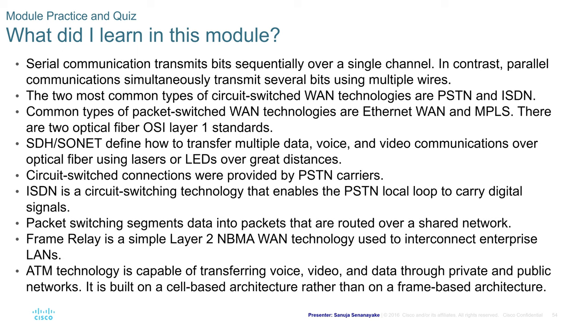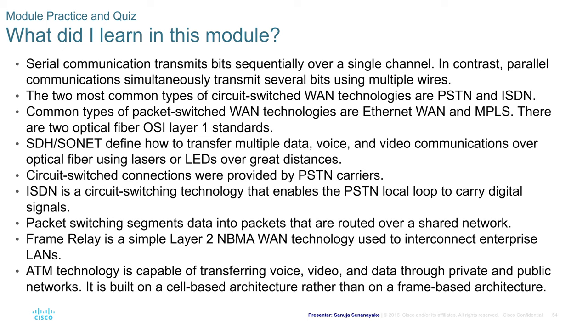SDH or SONET define how to transfer multiple data, voice, and video communications over optical fiber using lasers or LEDs over great distances. Circuit switch connections were provided by PSTN carriers, and ISDN is a circuit switching technology that enables the PSTN local loop to carry digital signals. We also learned packet switching segments data into packets that are routed over a shared network. So that's how packet switching works. Just like the name describes, it switches packets. It segments data into packets and then switches them through the network.